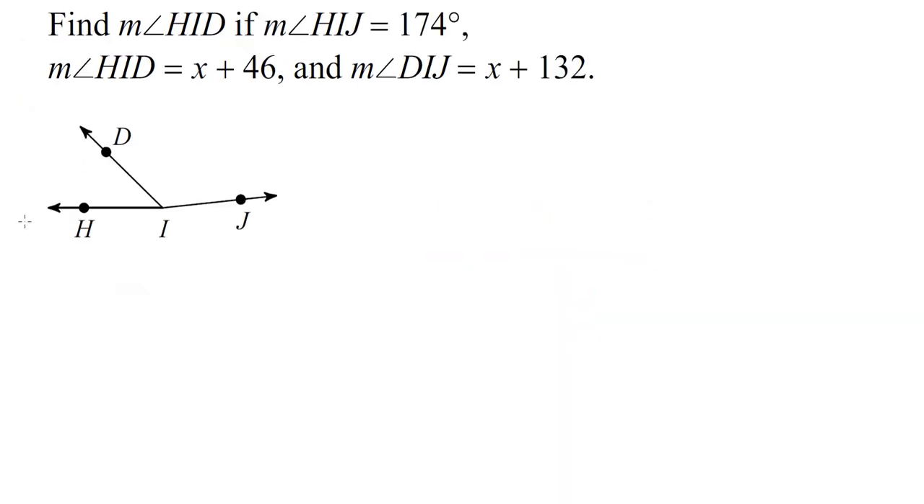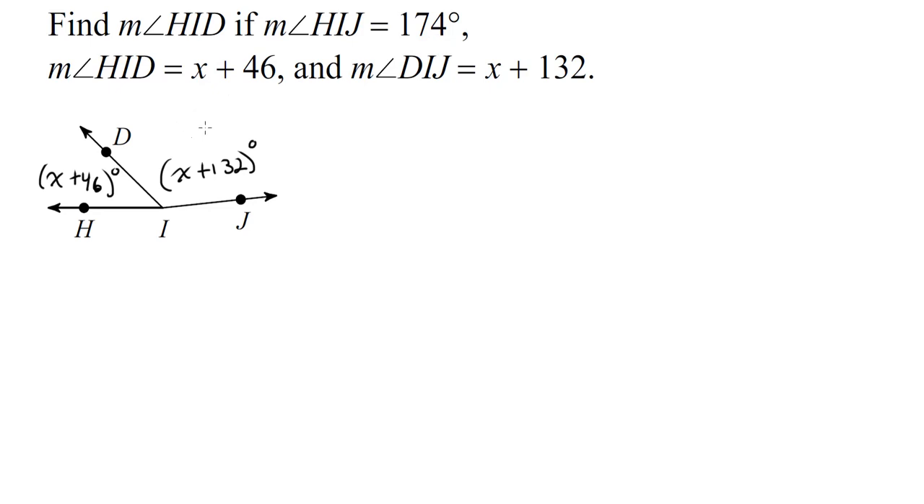Now in this last example, they say find the measure of angle HID if the measure of angle HIJ is 174 degrees. So that's the entire angle. The measure of angle HID is x plus 46, and the measure of angle DIJ is x plus 132. So once again, what I would do is I would label. So the measure of angle HID is x plus 46. So that's going to be here x plus 46 degrees. And then DIJ is x plus 132 degrees. And the entire angle measures 174 degrees.